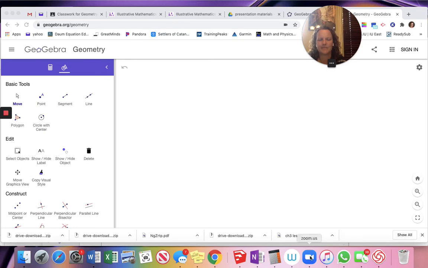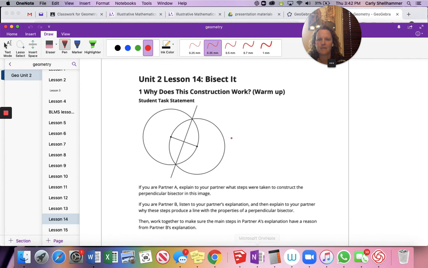Geometry Unit 2, Lesson 14. What's cool is we're starting here with bisecting things. Why does this construction work?